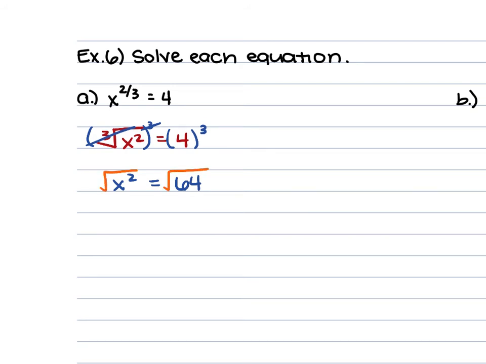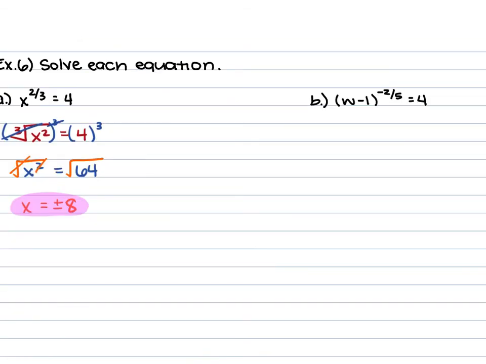From here, take the square root of both sides. That square root cancels out the power on x, so you just have x, and the square root of 64 is 8. We did take the square root of both sides, so we have to put that plus or minus in front of the 8.